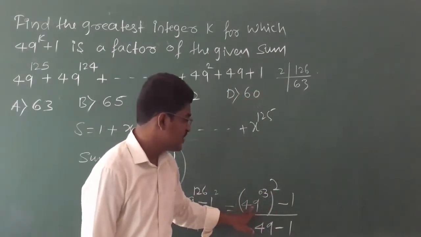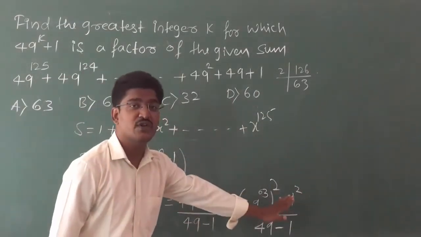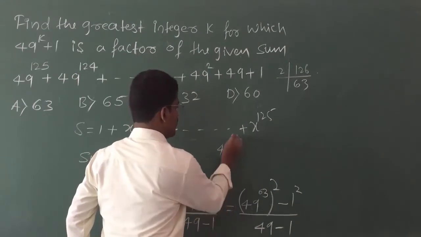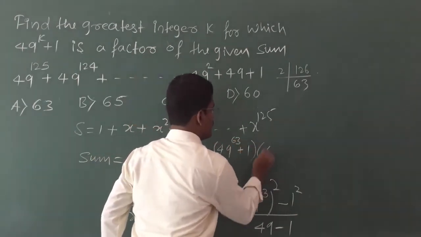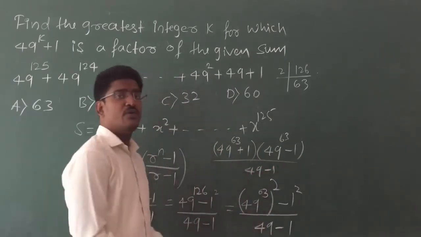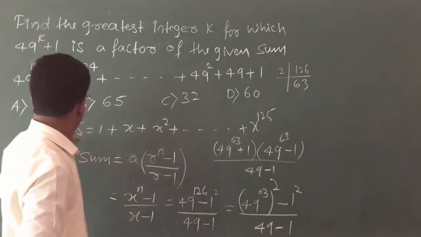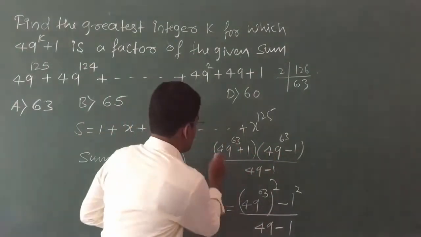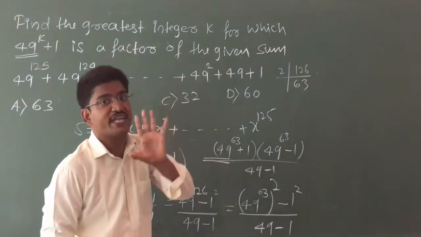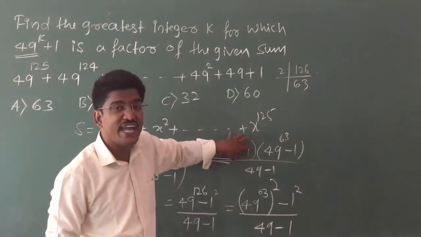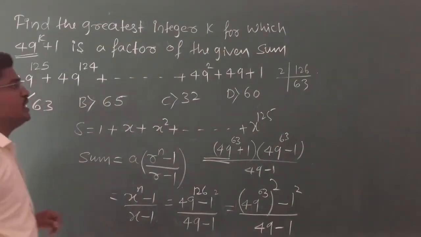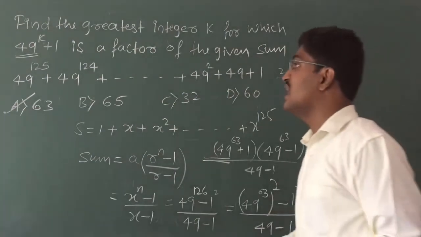126, no problem. So a square minus b square formula. A square minus b square is equal to a minus b into a plus b. So that will be 49 to the power of 63 plus 1 into 49 to the power of 63 minus 1 divided by 49 minus 1. No problem about this. Now you got two factors in your sum. Clear? You compare this term and this term. 49 to the power of k plus 1 is one of the factors of this particular sum. K value is what? See here, k value is 63. So therefore, option A will be your correct answer for this particular problem.